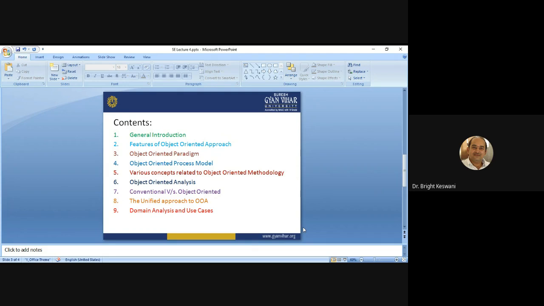I am not elaborating on it again because there is limited time, although I have discussed class, object, methods, operations and abstraction, the main concepts of object-oriented methodology. Now we will come to a very important part of software engineering, that is object-oriented analysis.